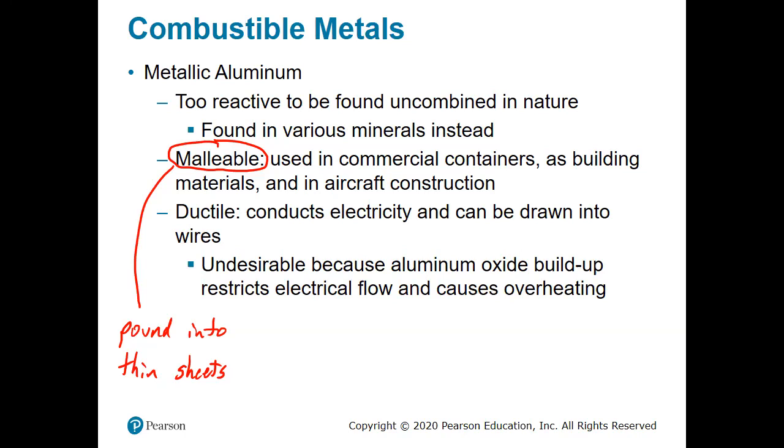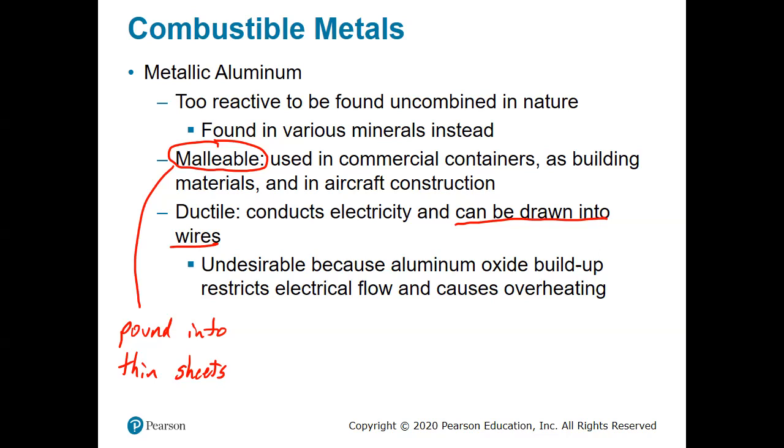chemical reaction. But we also find it in commercial containers. We find it in building materials. We find it in aircraft construction because it is very, very lightweight, has a relatively low density as far as metals are concerned. Density of aluminum is about 2.7 grams per milliliter. The density of most other metals are in the 7s and 8s. So it's considerably lighter. We know it's also ductile. Remember, ductility is the property of a metal that says that we can draw it into wires.